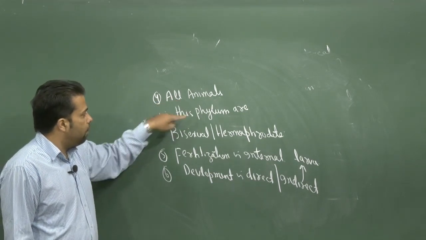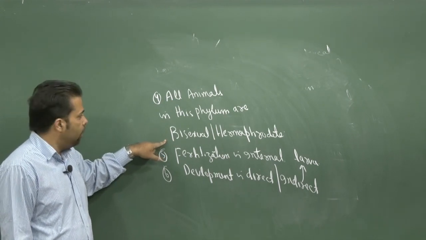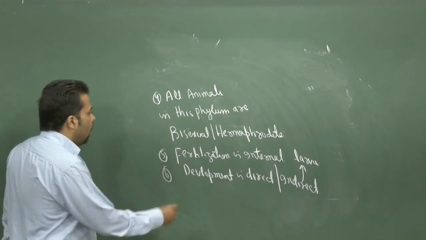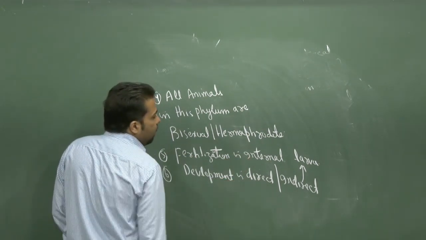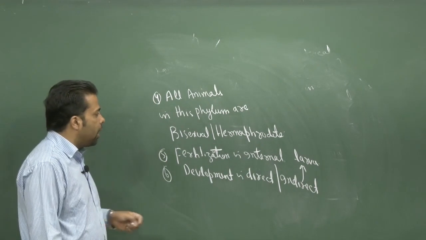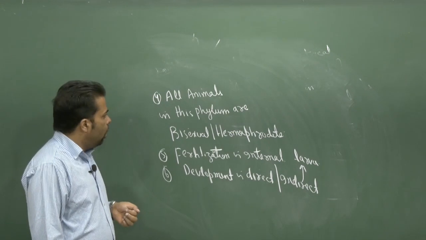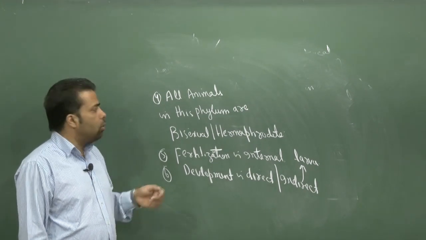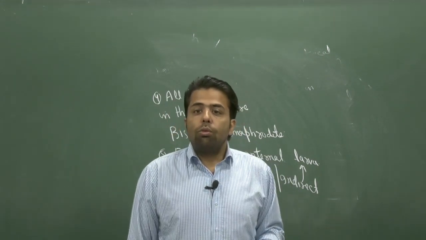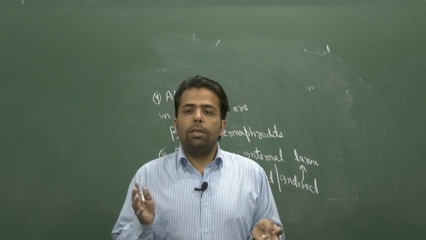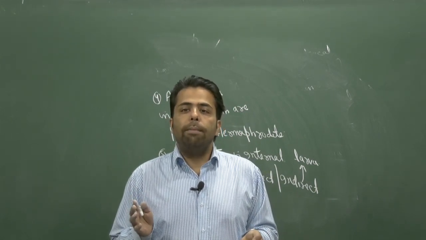All animals in this phylum are bisexual or hermaphrodite. They form both the gametes, male as well as female. So fertilization is internal here. Development is both direct as well as indirect. In some, the development is direct, and in some, the development is indirect, means a larva is formed. So these were some specialized features of phylum Platyhelminthes. So students, we have given the general features as well as specialized features. Now we will give the classification of phylum Platyhelminthes.